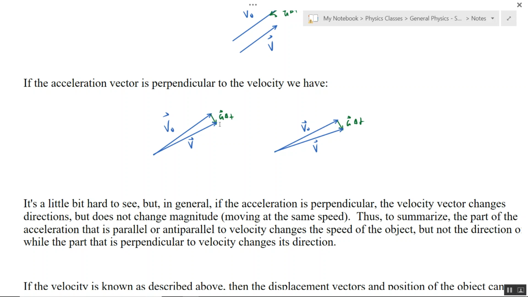And then there's the general case where A has a part that's perpendicular to V and a part parallel to V, right? So what do you think would happen for that case? If A isn't completely perpendicular or parallel, what would happen to the velocity? It's going to change speed and direction. Right, it changes speed and direction. That's the general case, right?